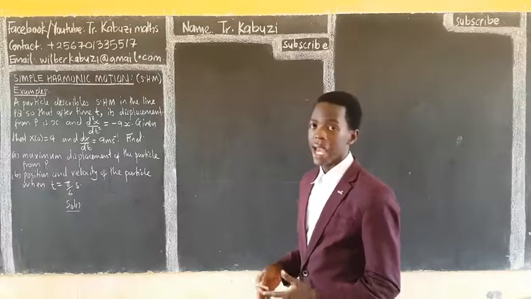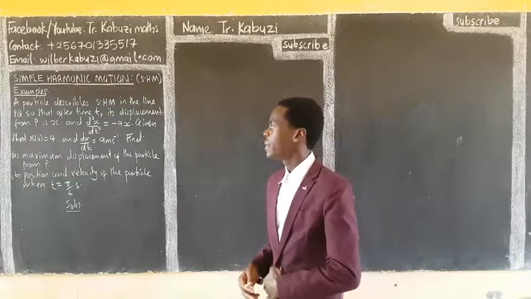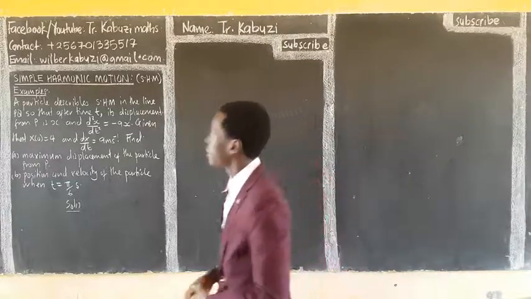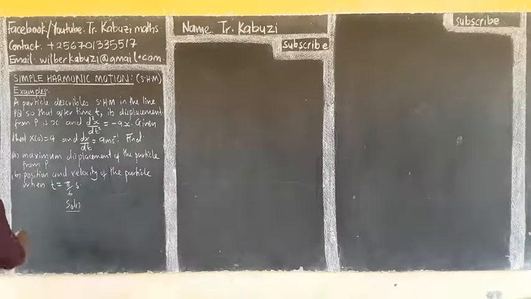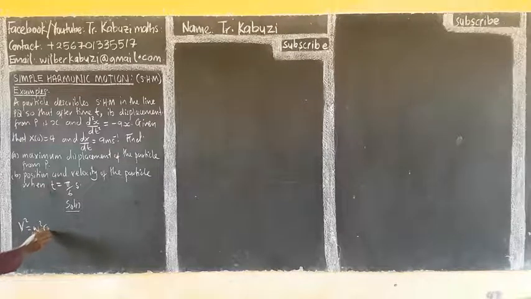So in simple terms, they're asking for amplitude. So how do you get the amplitude? To get amplitude, the formula you can use is v squared equals omega squared into r squared minus x squared. So we can get amplitude if we have this, where r is our amplitude. So our task is to get these ones here.